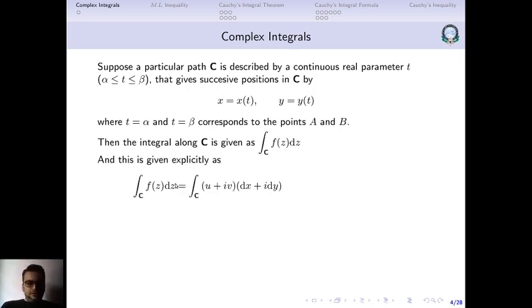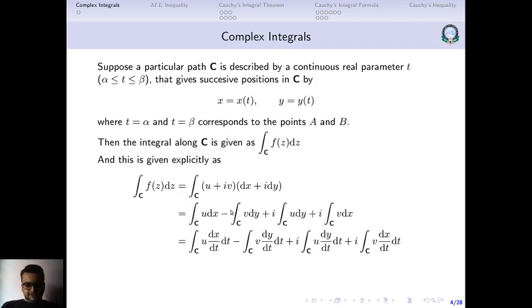Now, because we have seen that f can be written as u plus iv, and z is equal to x plus iy, so dz is dx plus i dy. So I could replace f of z with u plus iv, and dz with dx plus i dy. And now you expand this, so you'll get 4 different integrals. Now we collect the real integrals and the imaginary integrals. So we have the real integrals here and the imaginary integrals over here.